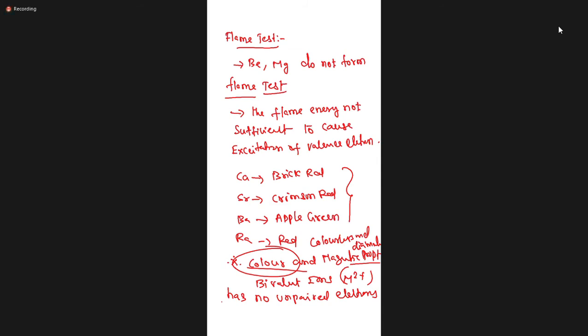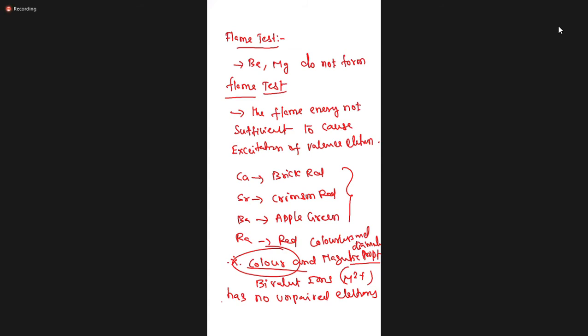Yes, clear these points. Flame test, flame color you need to remember. Beryllium and magnesium do not have any flame color because the energy is not sufficient to cause excitation of valence electrons. Calcium will give brick red color, strontium will give crimson red color, barium will give apple green color, and radium will give red color.